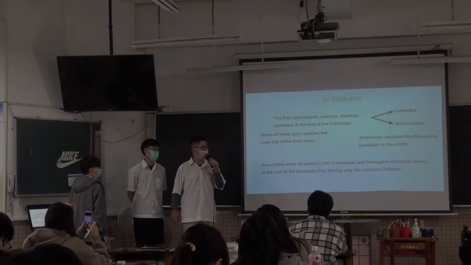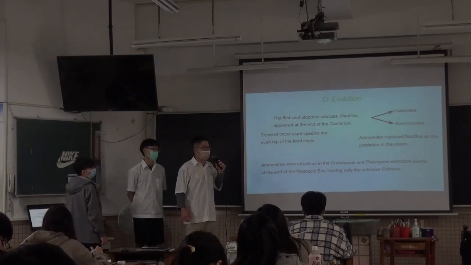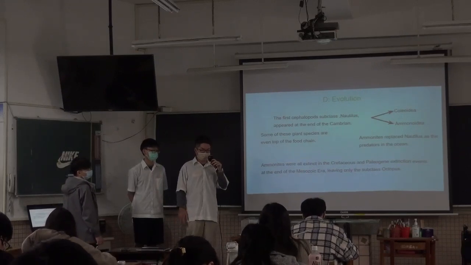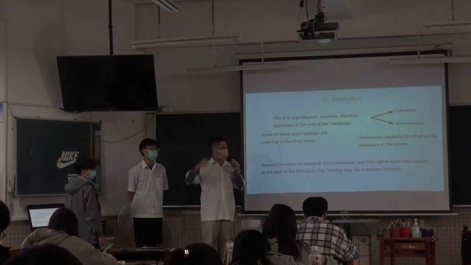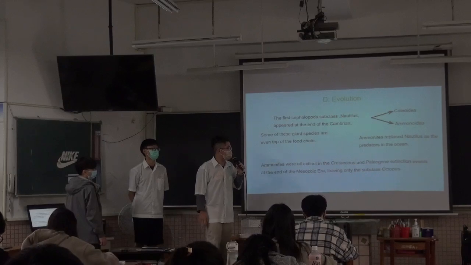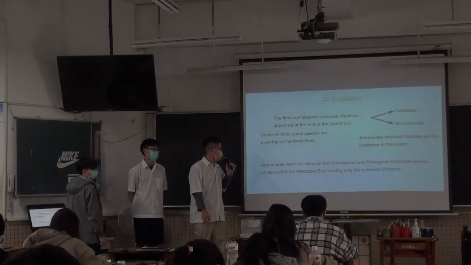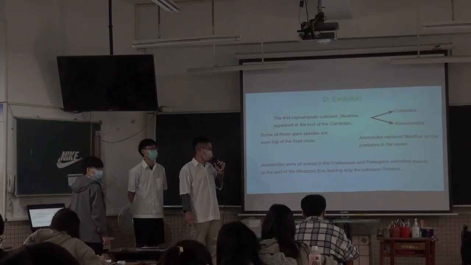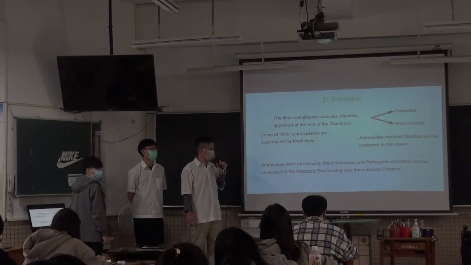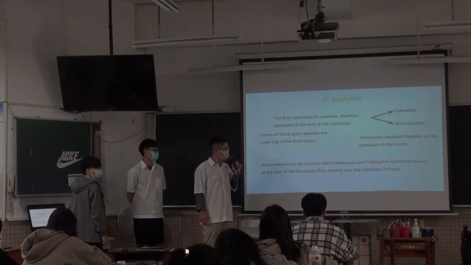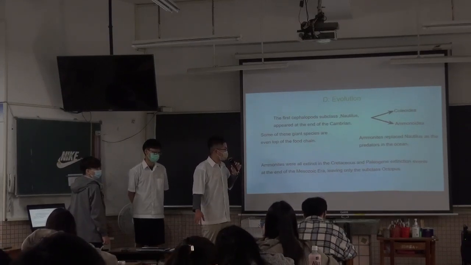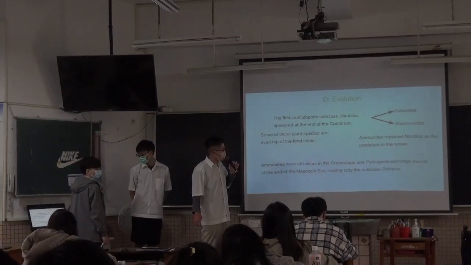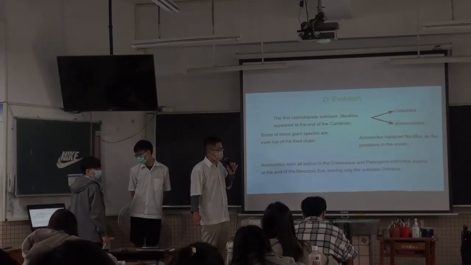But after that, Ammonites replaced nautiloids as the predators in the ocean. The ammonites were all extinct in the Cretaceous, in the extinction events at the end of the Mesozoic era, leaving only the subclass Coleoidea.